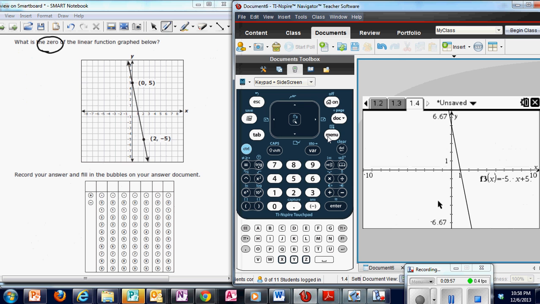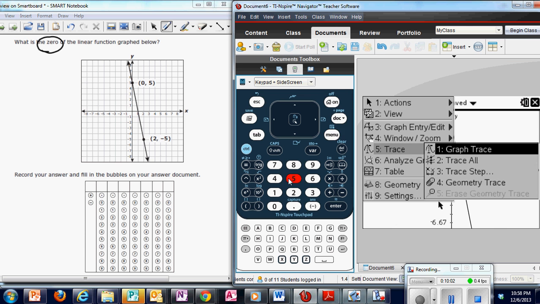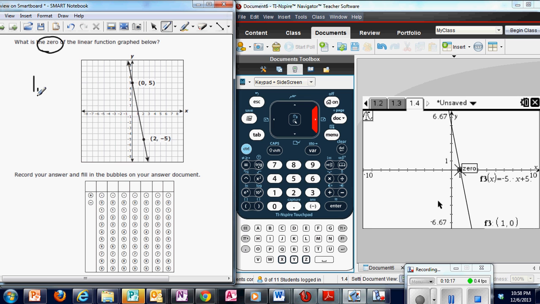So now, menu, I want to trace, which is 5, and I'm going to do a graph trace, 1. It usually starts off at the y-intercept, and you see that point has a 0 as the x-coordinate, so that's the y-intercept. Just arrow to the right until you get to that point, and the word zero pops up because it's a special point, and the point is 1, 0. And the 0 is the y value when x is 1. So we have a positive 1, and we can bubble it in.